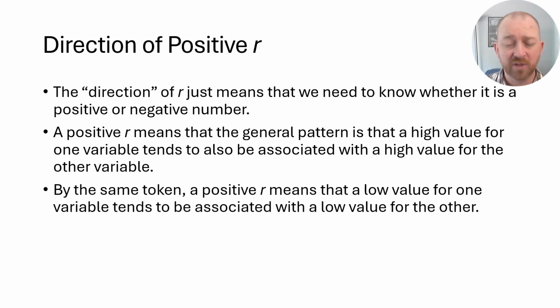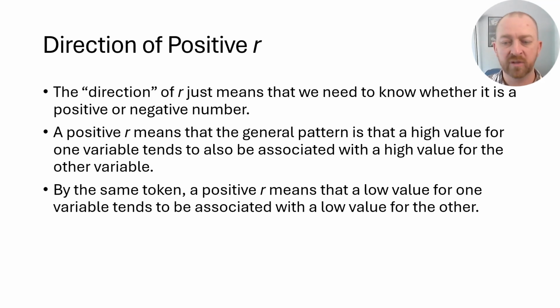And by that same token, it also means that if the value of one of the variables is low, then the value of the other variable is probably also generally low. Now, it doesn't have to be, but the general pattern would be that it is also low. In other words, you could also think about these two things. If a positive correlation means that the two variables tend to match each other in value, we'll say, they both have a high value, they both have a low value on average, or they both have a middle value on average.